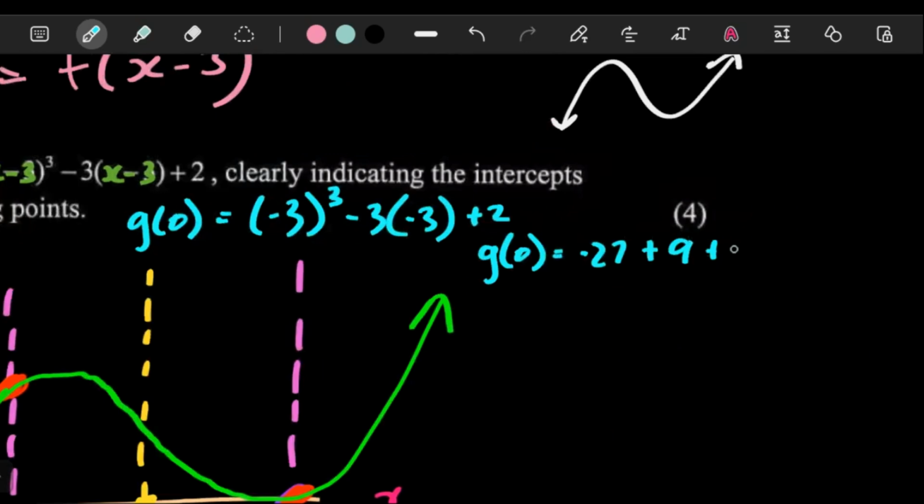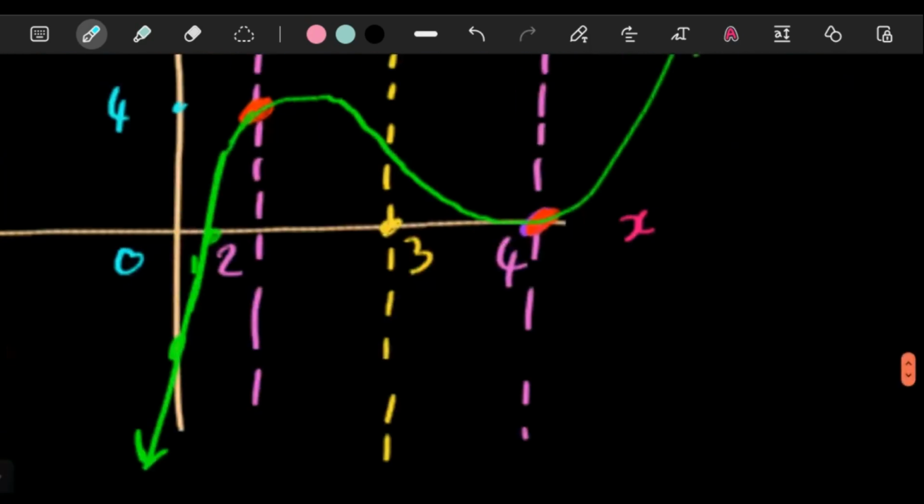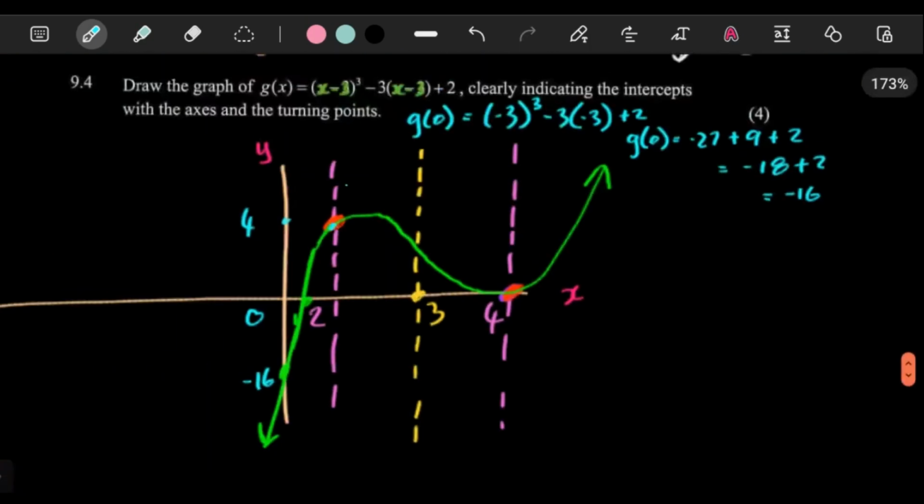plus 9 plus 2. So what do we have now? 3 times, what do we have? This is going to be -18 plus 2, which is going to give you -16. Wow, that escalated so fast. But let's see what we get over here. Yeah, wow, this looks so perfect. This is like -16. Here we say this is (2, 4). Here we say this is (4, 0). So this one is already fine.